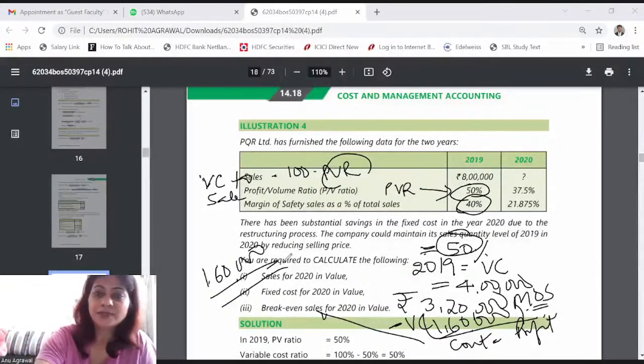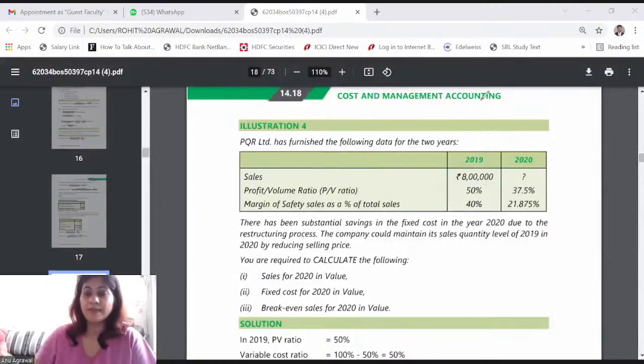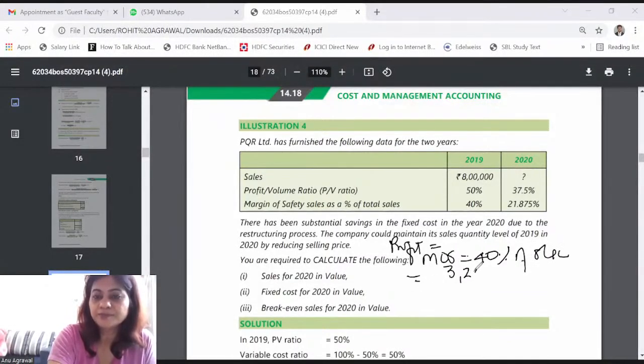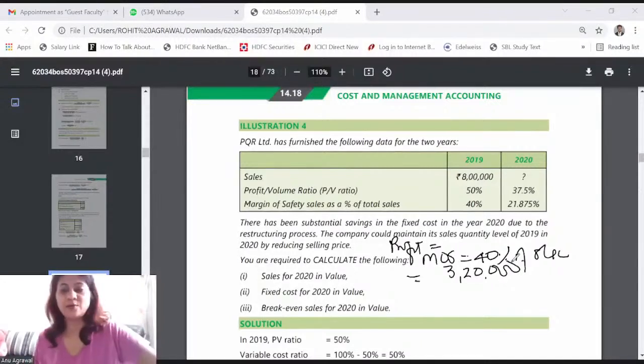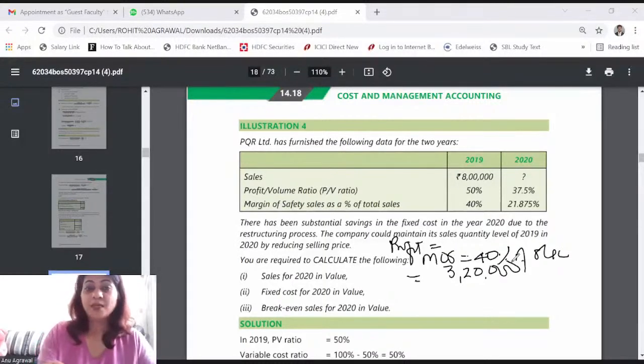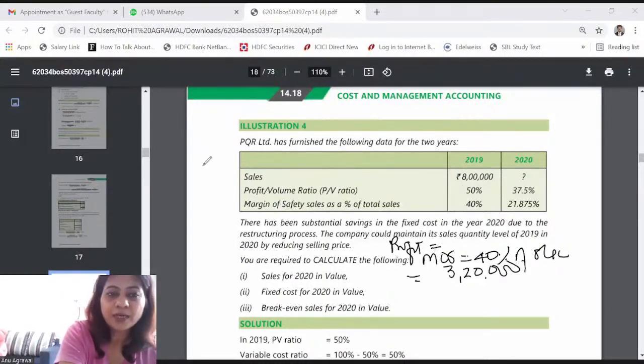So by doing all this, I have actually found out my figure of profit. How did I find out my figure of profit? MOS sales is how much? MOS sales is 40% of 8 lakhs, which is how much? 3,20,000. Please check the calculation if I'm doing it correctly. 8 lakh into 40%, 3,20,000.